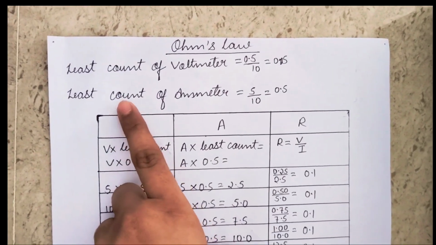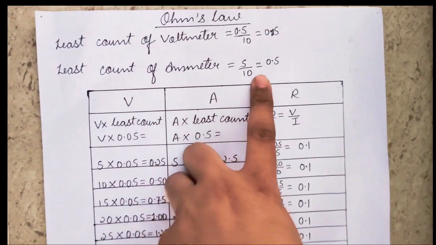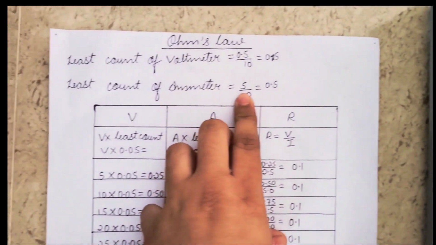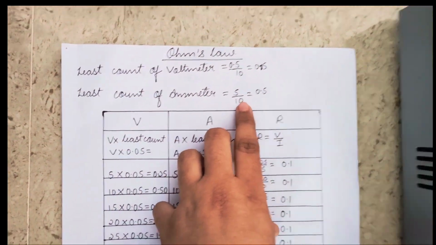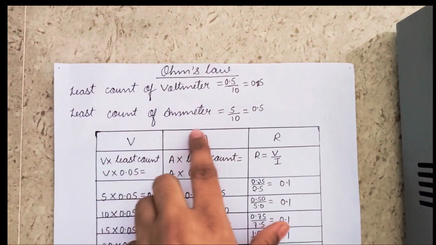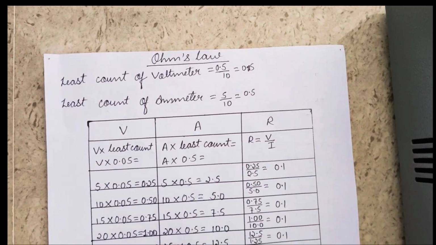Similarly, for calculating the least count of the ammeter, we will see that after 0, 5 is written. So 5 will be written in the numerator section, and for the denominator we again check the number of lines between 0 to 5, and that is 10. So we will get our least count of the ammeter as 0.5.